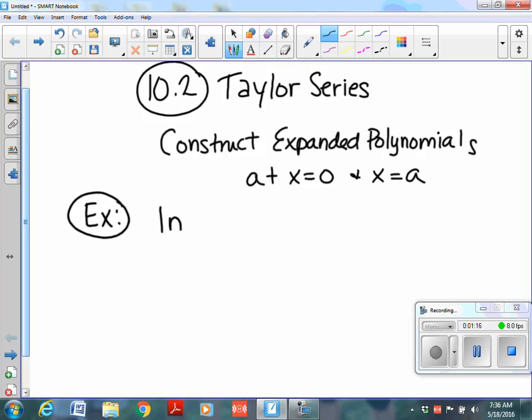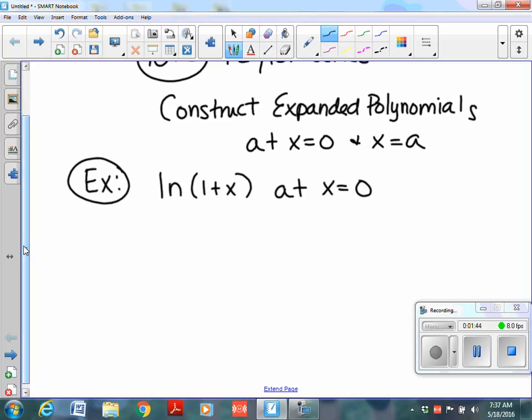The natural log of 1 plus x, and we're going to use what's called the Taylor series, constructing the expanded polynomial at x equals 0. And we'll do the x equals a not till about the third problem, where I expand it out using a different number. So this is what you're going to do, and I'll show you the formula in a minute.